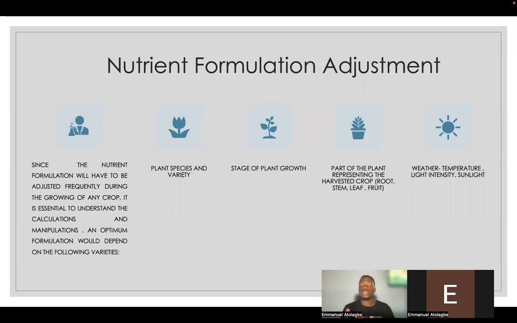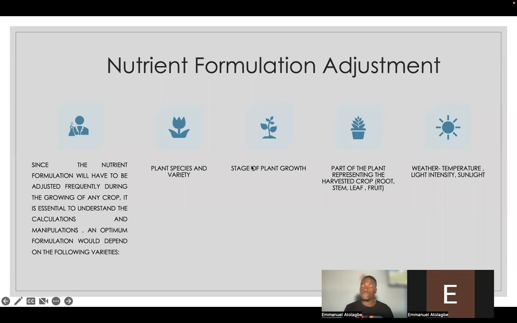So in adjusting your nutrient formulation, because they are not constant, you have different stages of plant growth. These different stages of plant growth command different nutrient application and formulation. So your plant species and variety: lettuce or cabbage requirement for nitrogen is quite different from bell pepper requirement of nitrogen.